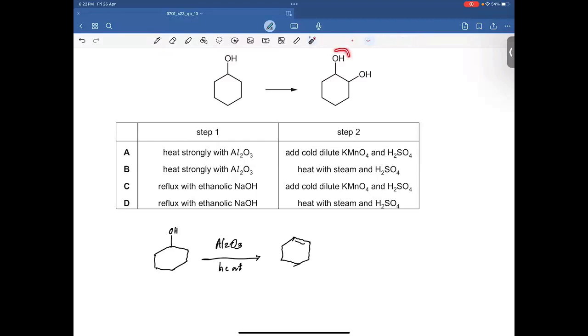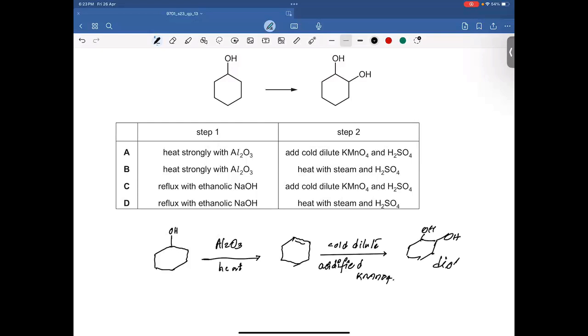Okay. Now check, we have 2 OH and 2 OH, I mean diols are always formed when alkene is treated with cold dilute acidified KMnO4. And as a result, you will get this product, 1 OH here, 1 OH here, that is your diol. Okay. So we are looking at aluminum oxide under heat, which is here, here.